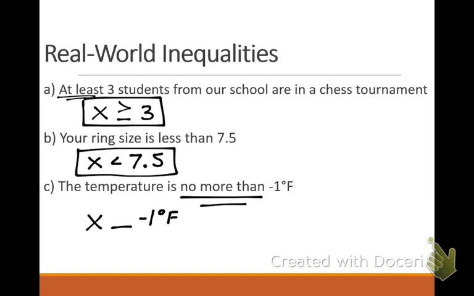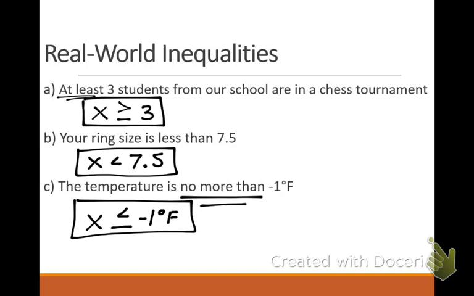All right, so now let's think. If it's no more than -1, Noah, can it be greater than -1? It cannot be more than. So he says no, it can't be greater than. Then, if it can't be greater than, what does it have to be? Less than. So everybody read to me the inequality he just came up with. X is less than or equal to -1 degrees Fahrenheit. Read it one more time, from left to right, to get yourself familiar with how to read it. X is less than or equal to -1 degrees Fahrenheit.